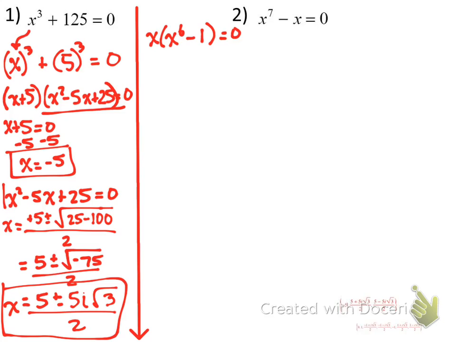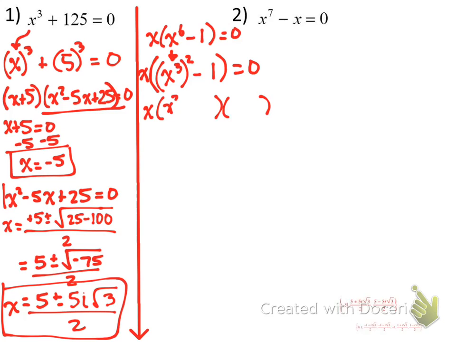Then x to the 6th minus 1, watch carefully. I know that this is a difference of squares because x to the 6th is like saying x cubed squared, minus 1, and there's an x on the outside. Would you agree with me? Since this is a squared amount, this is a squared amount, and there's a minus sign in the middle, you could make 2 parentheses. So we have x cubed plus 1 and x cubed minus 1, which is all equal to 0.